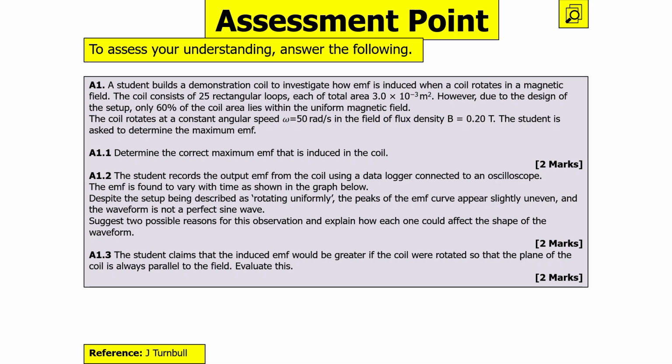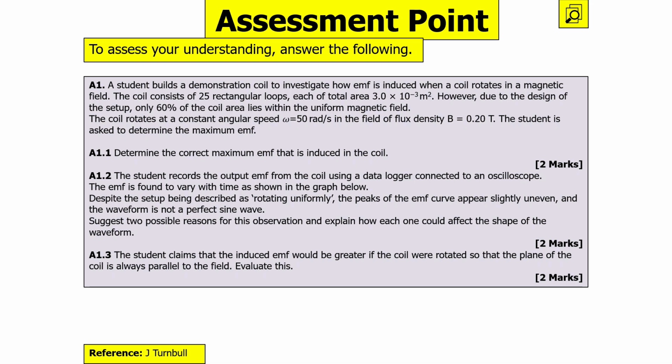The student records the output EMF from the coil using a data logger connected to an oscilloscope. The EMF is found to vary with time as shown in the graph. Despite the setup being described as rotating uniformly, the peaks of the EMF curve appear slightly uneven, and the waveform is not a perfect sine wave. Suggest two possible reasons for the observation and explain how each one could affect the shape of the waveform.